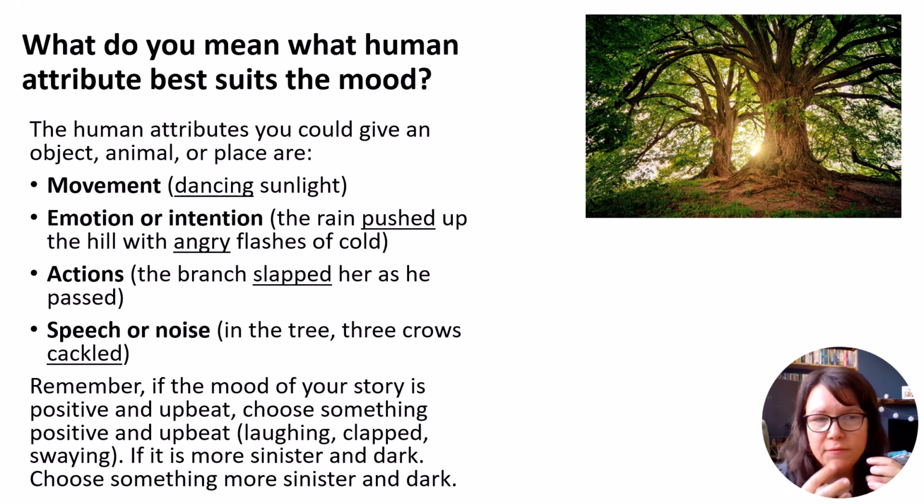So there are lots of different ways that you can create human attributes for your setting or your object. You could talk about things that are movement related. So here we've got dancing sunlight. You could talk about emotions or intentions: the rain pushed up the hill with angry flashes of cold. You could talk about actions: the branch slapped her as she passed, that should say. You could talk about the speech or the noise that you hear with humans. So in the tree, 3 crows cackled.